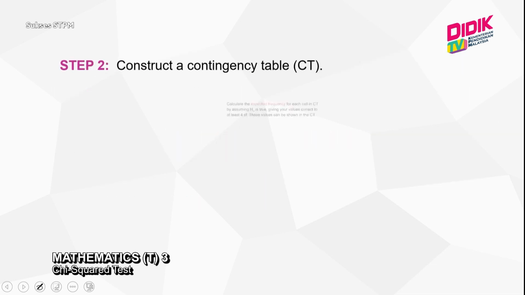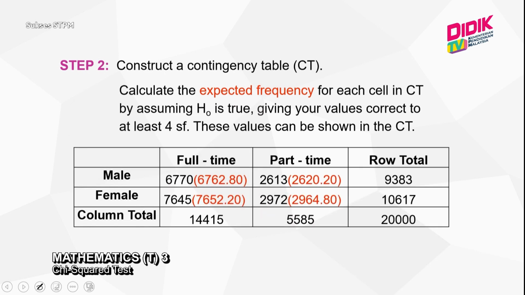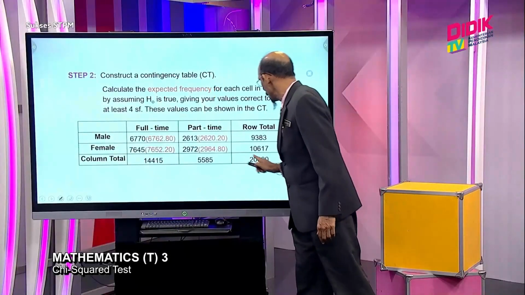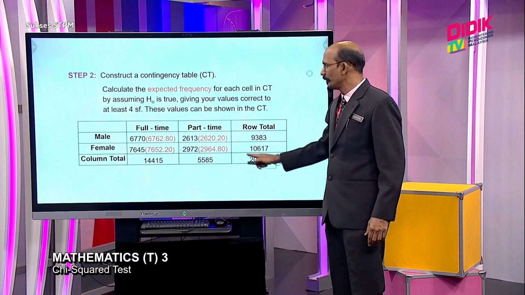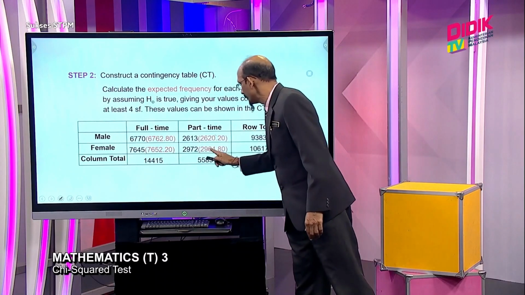So in step 2, we construct the contingency table and find our expected frequency. We can write the expected frequency in our table, next to the corresponding value. How to calculate? Of course, you know, row total times column total divided by 20,000 here. So you get this value. You do the same thing for all the cells here.